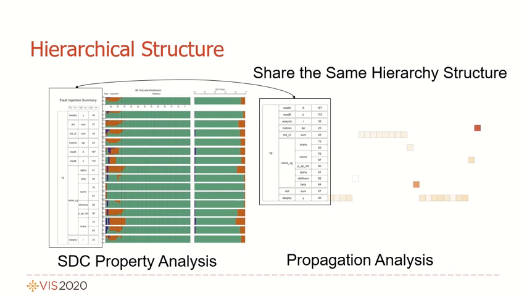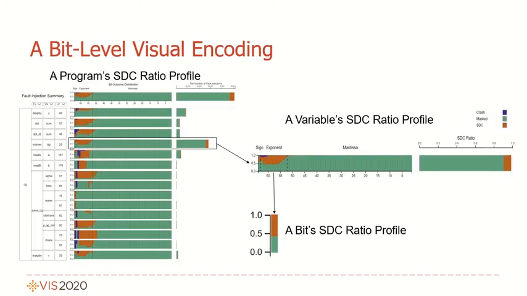The hierarchical visualization design enables users to examine a program's SDC property and observe how error propagates with the same hierarchical structures. This design will enable users to choose different granularity of detail during the analysis, such as a program, functions, variables, or a line of code, in both types of analysis.